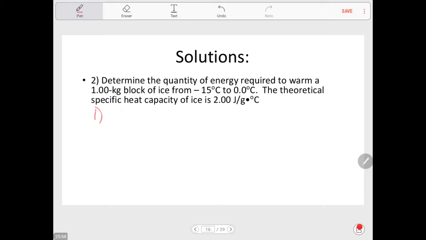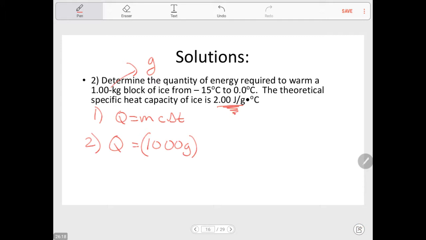So step 1, Q equals MC delta T. Step 2, put in your values. Now it does say here we have 1 kilogram. Remember, kilograms you always got to put into grams. You times it by 1,000, so that should be 1,000 grams. Although be careful here, it did say this time we're using a different heat capacity.